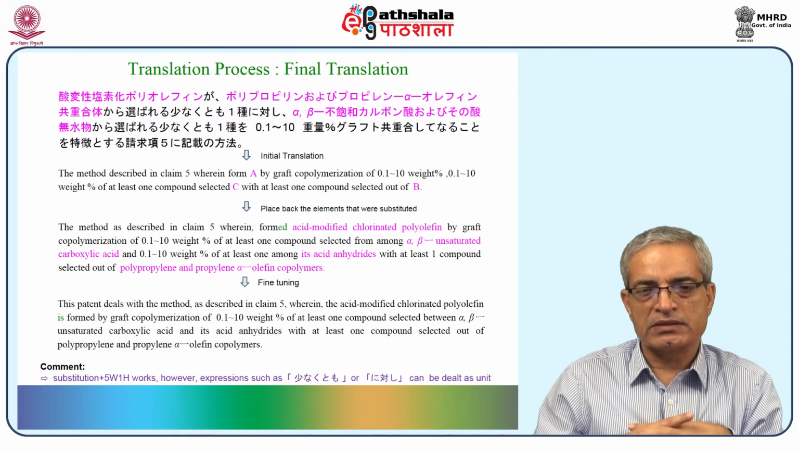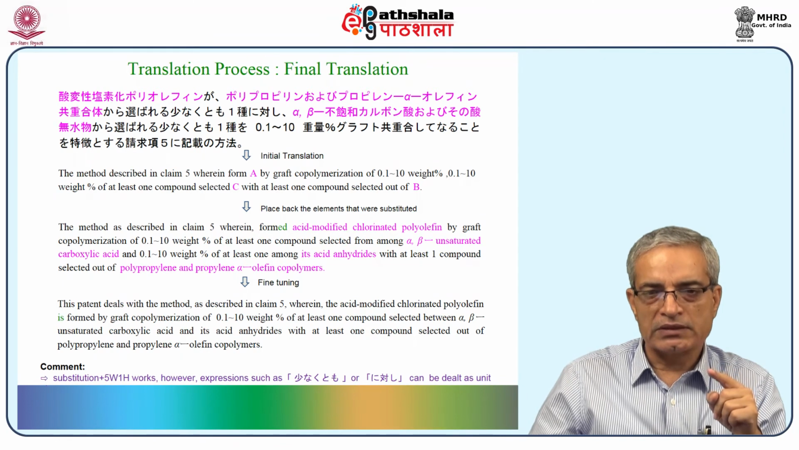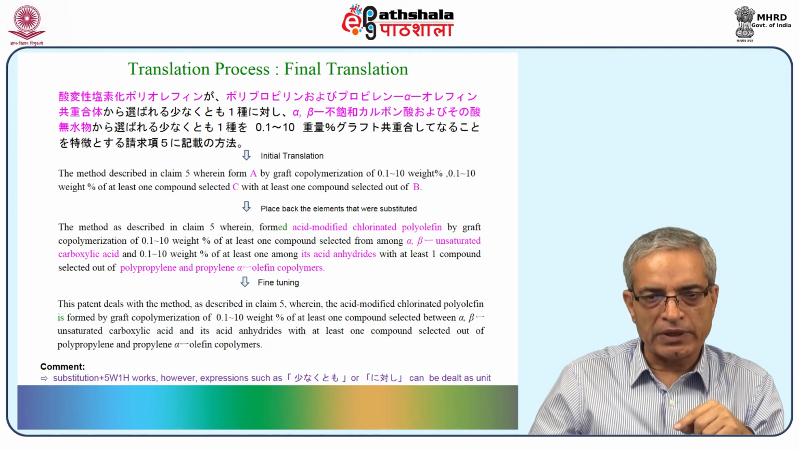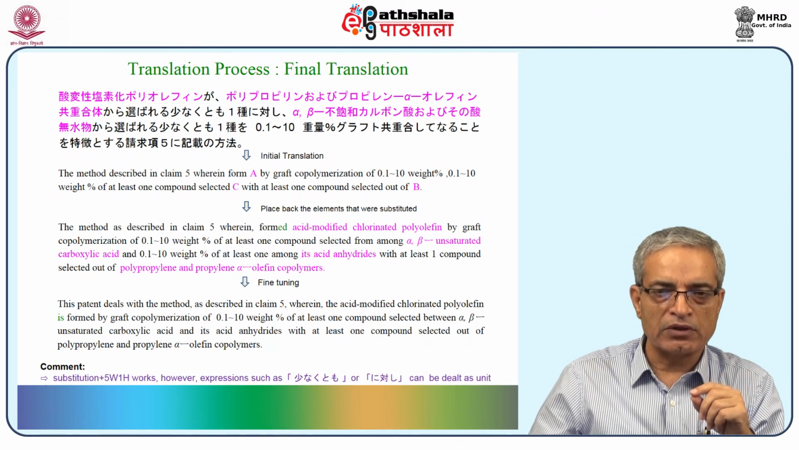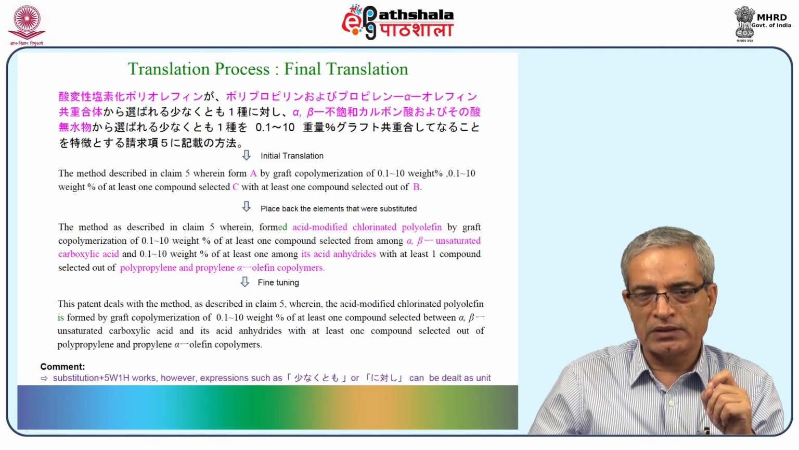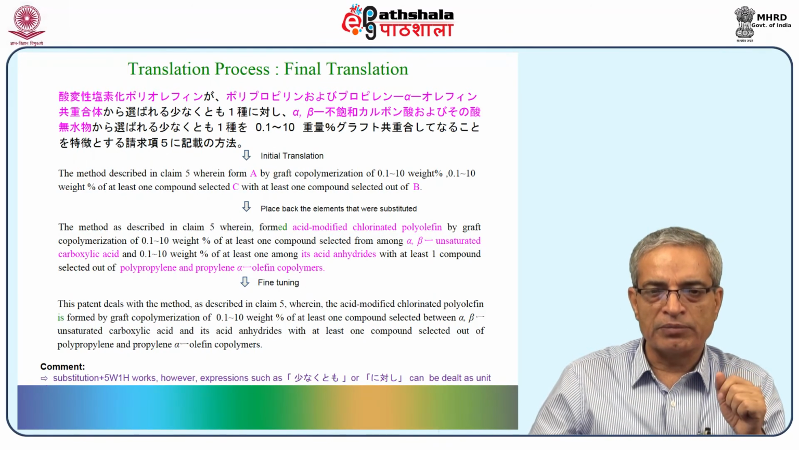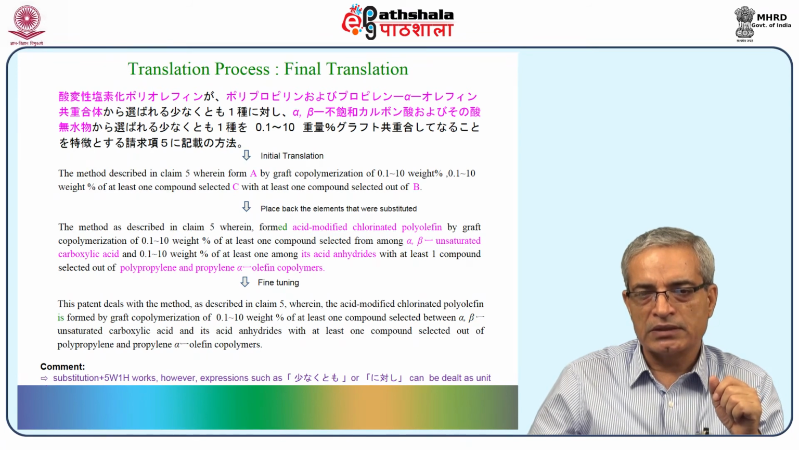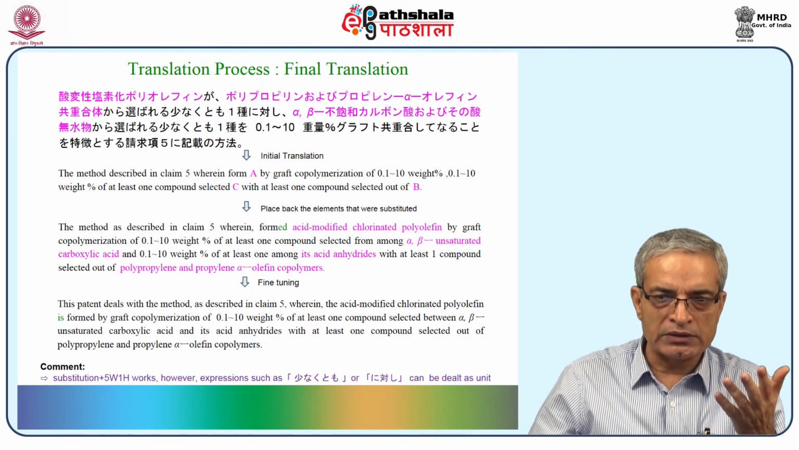The method as described in claim 5, wherein formed acid modified chlorinated polyolefin by graft copolymerization of 0.1 to 10 weight percent of at least one compound selected from among alpha beta unsaturated carboxylic acid, and 0.1 to 10 weight percent of at least one among its acid anhydrides with at least one compound selected out of polypropylene and propylene alpha olefin copolymers. When we do the fine tuning, then see what happens.